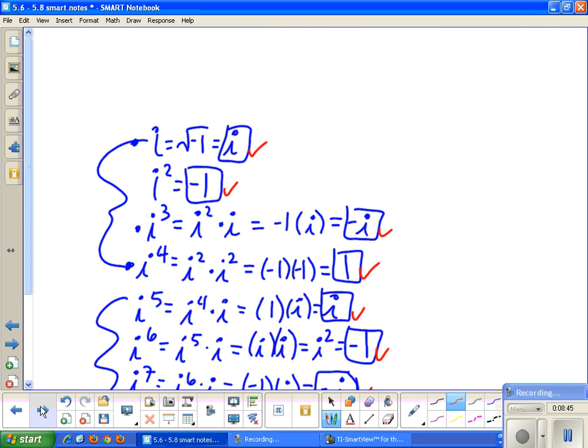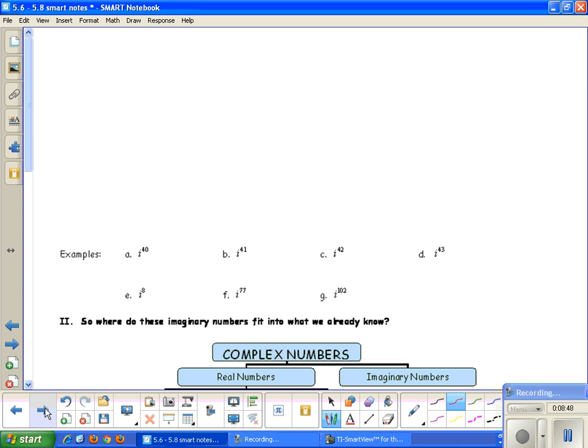So let's do some practice examples. Looking at the first one, I have i to the 40th power. So it means I want to divide 40 by 4 and see what my remainder is. When I do 40 divided by 4, I get 10. Because of that, there is no remainder, so the remainder equals 0. Because of that, I know that this is on the 4th cycle, so i to the 40th simplifies into 1. So if I do i to the 41st power, when I divide 41 divided by 4, I get 10.25.